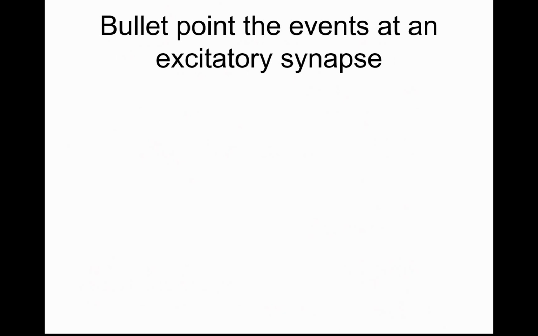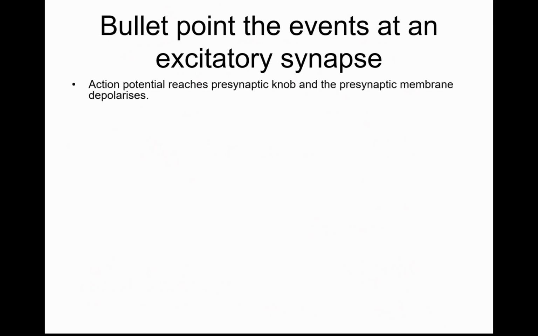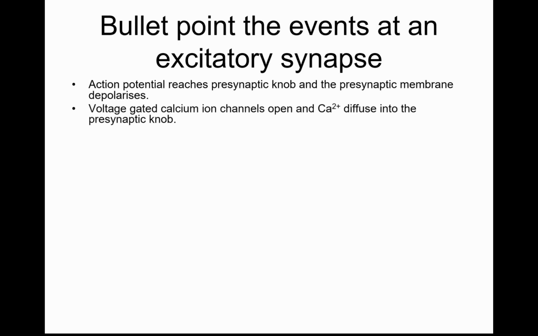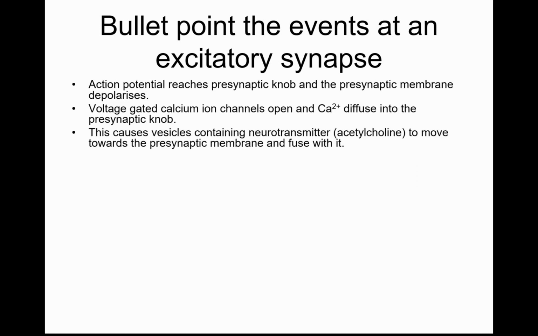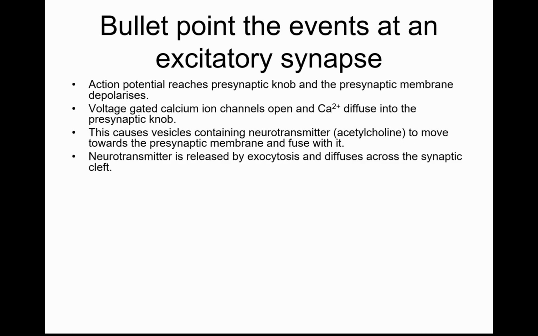Okay, so hopefully you got some ideas like this. The action potential reaches the presynaptic knob and the presynaptic membrane depolarizes. Voltage-gated calcium ion channels open and calcium ions diffuse into the presynaptic knob. This causes vesicles containing the neurotransmitter to move towards the presynaptic membrane and fuse with it. So we get exocytosis of the neurotransmitter, which diffuses across the synaptic cleft.